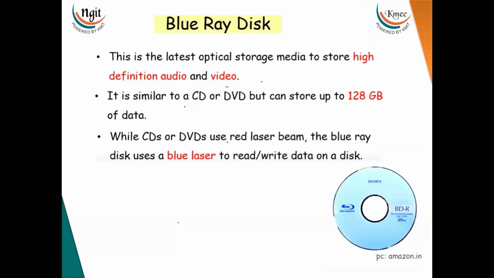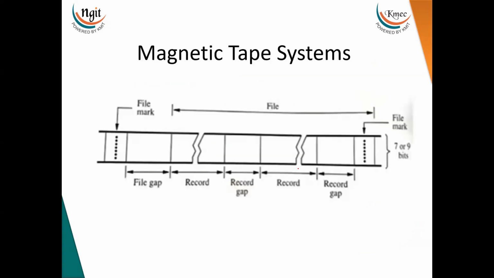Now coming to the next one, Blu-ray disc. This is the latest optical storage media to store high definition audio and video. It is similar to the CD or DVD, but can store up to 128 GB of data. While CD and DVD use a red laser beam to read and write data, the Blu-ray disc uses a blue laser to read and write the data. That's why the name is Blu-ray disc.